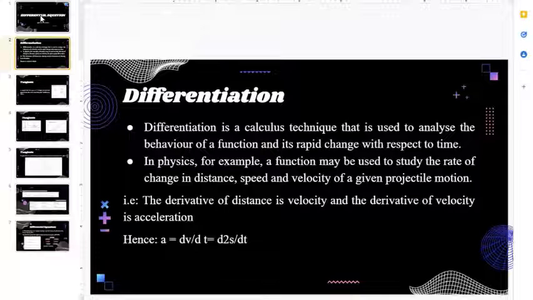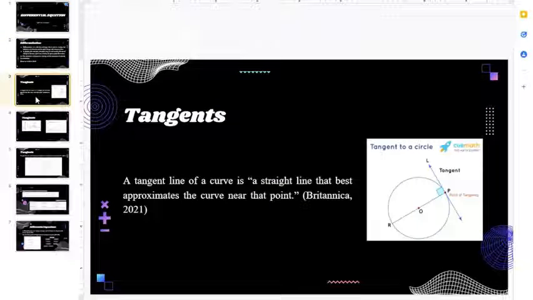This is where it's applied in different real-life applications, for example in physics, where we have the derivative of distance being velocity and the derivative of velocity being acceleration. Hence, in order to study the rate of change in distance, we use velocity. With this, a tangent helps study the graph and function much better.